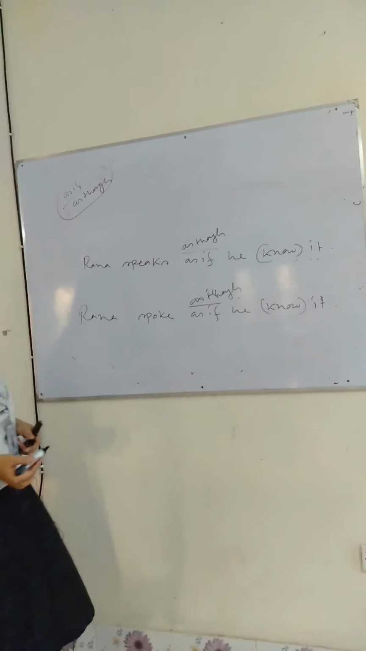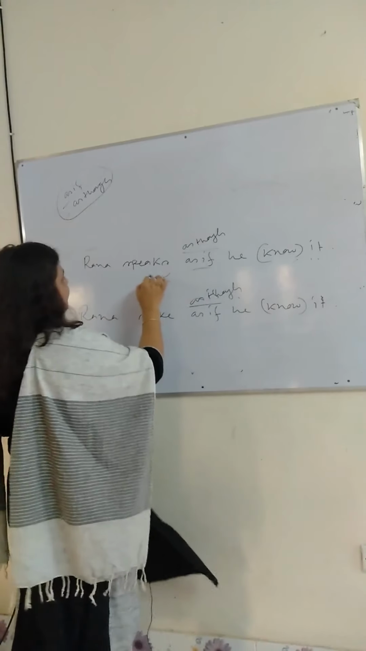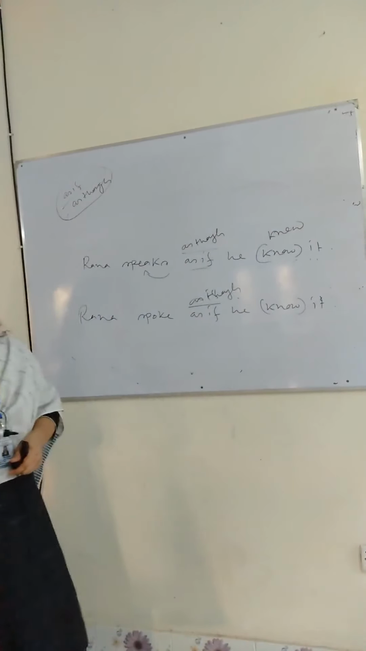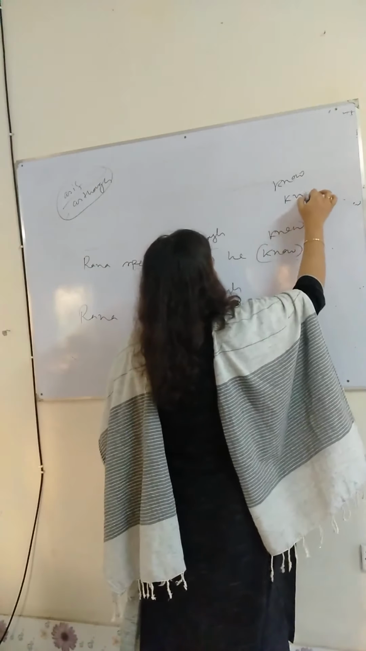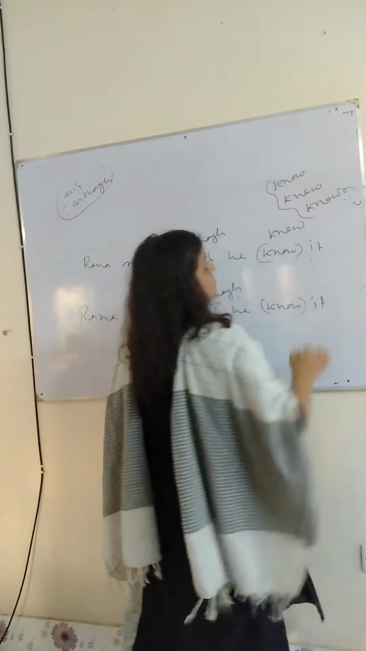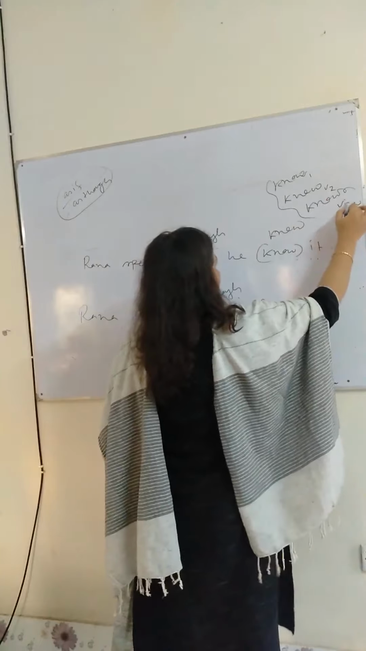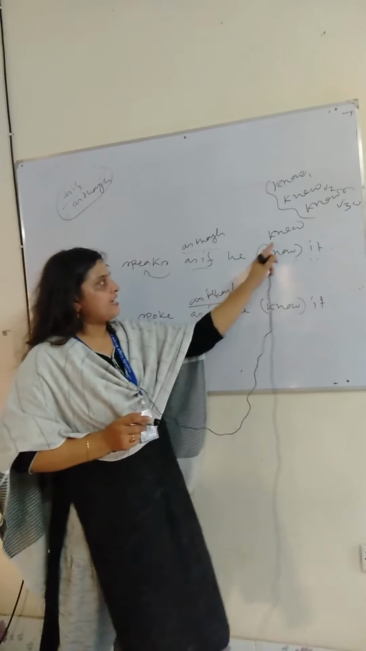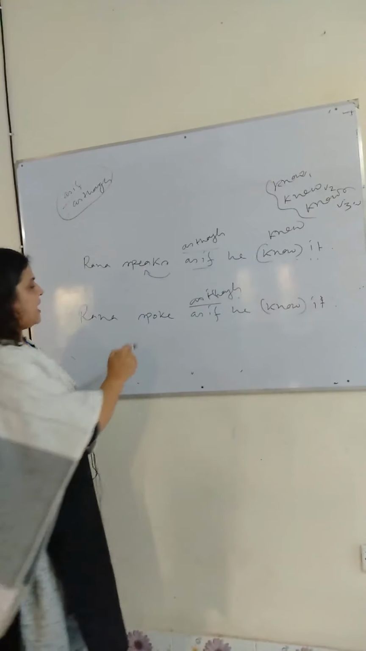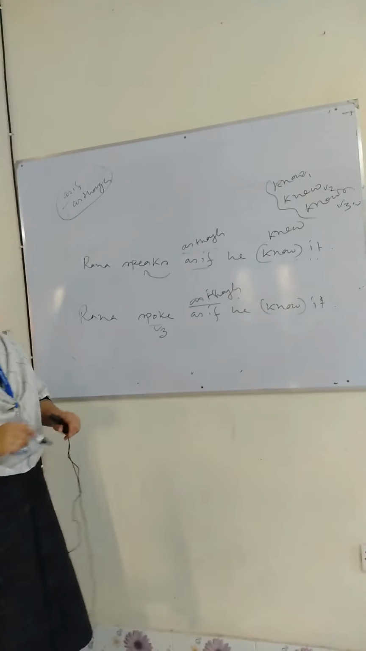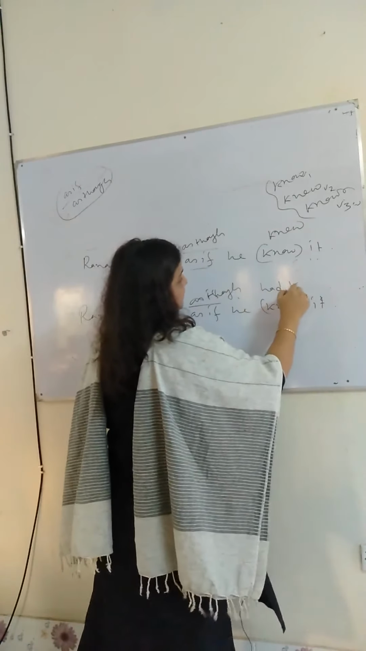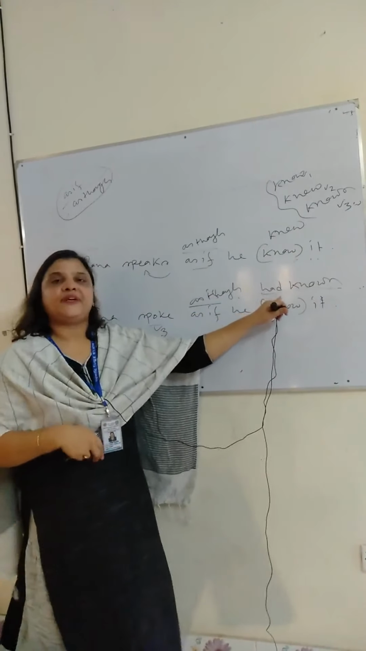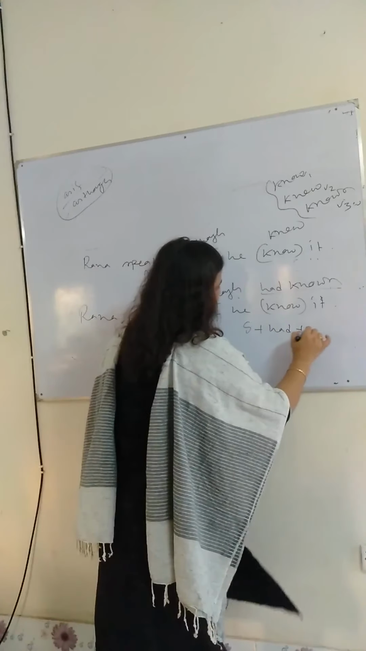Okay? Now let us see here. Whenever before as if you find present indefinite tense, then the next verb will take past form. It will be like this: he knew it. You know, know, knew, known. There are three forms of verbs: present form, verb 1, verb 2 and verb 3. So whenever you find present indefinite tense before as if or as though, then the next verb will be in past indefinite form. And whenever you find past form, then the next verb will be in past perfect tense: he had known it. You know the structure of past perfect tense: subject, had, verb 3, extension.